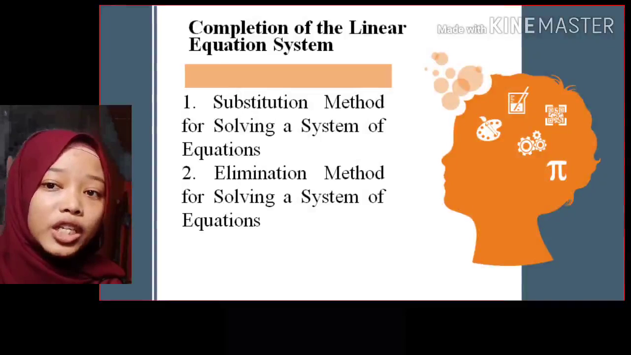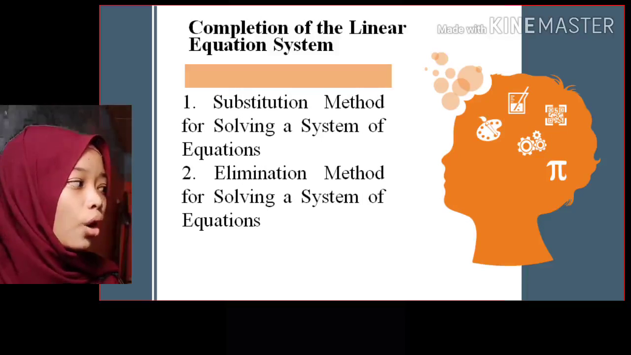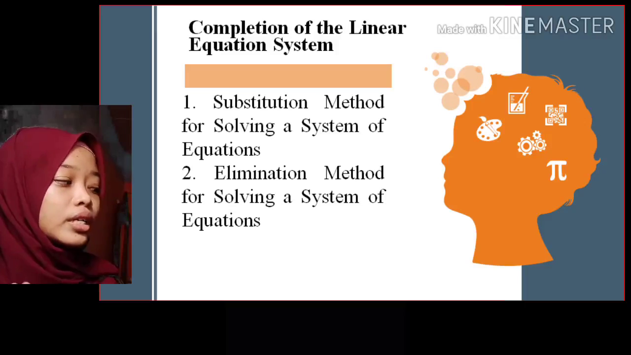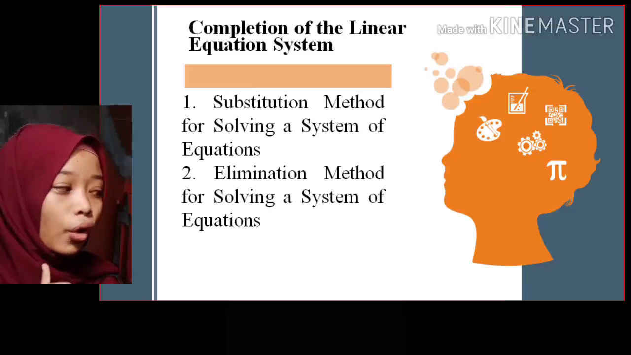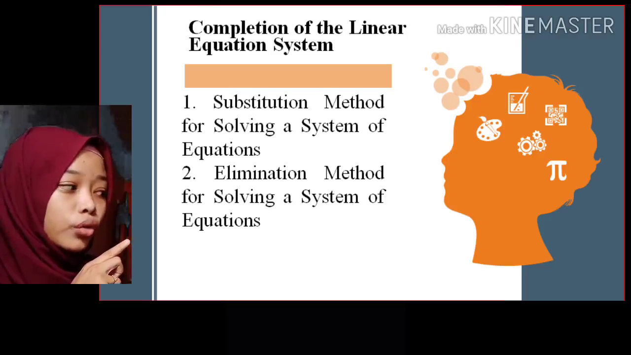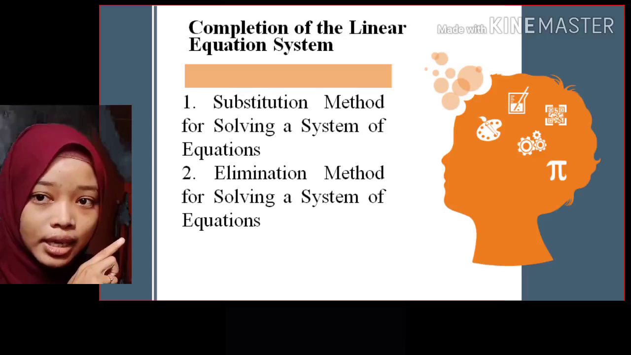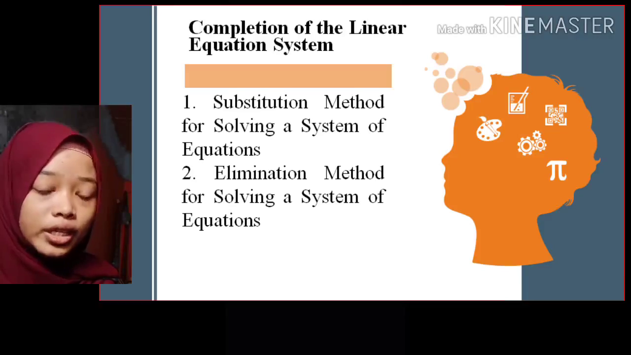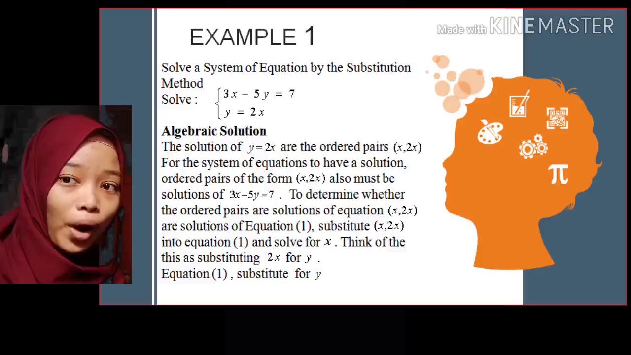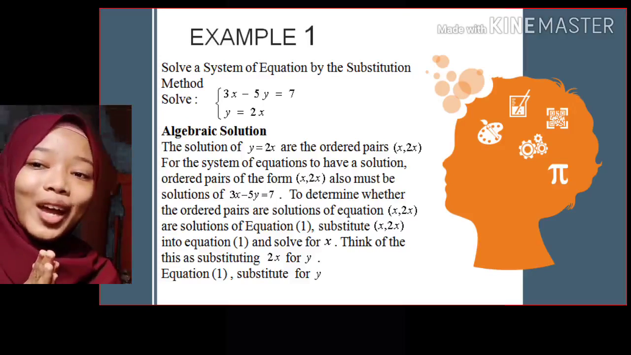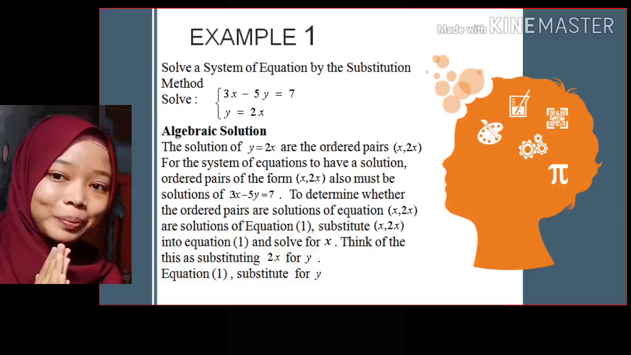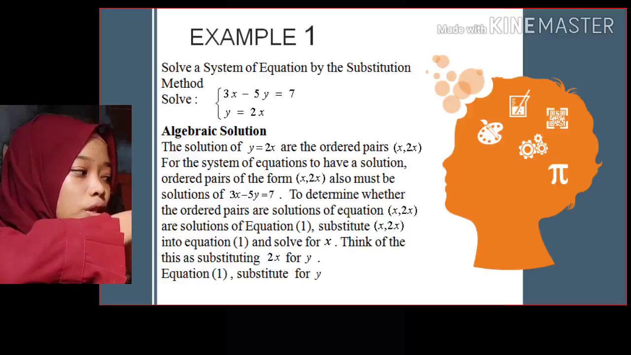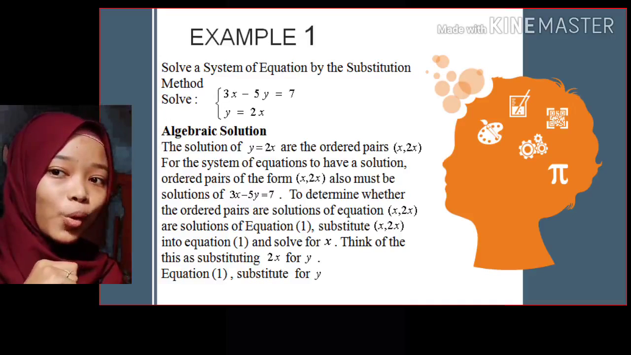The next, I will explain to you about the completion of the linear equation system. There are two methods for solving a system of equations. For the first, substitution method for solving a system of equations, and then elimination method for solving a system of equations. Example 1. Solve a system of equations by the substitution method. There are two equations. The first 3x minus 5y equals 7, and then y equals 2x.